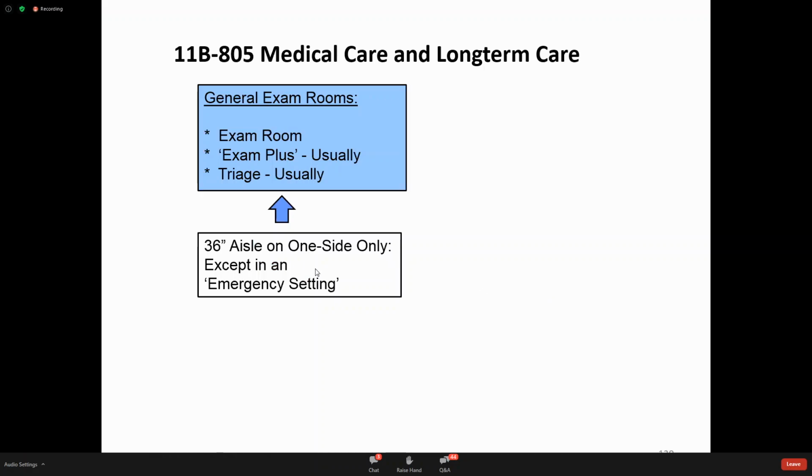So on this slide, I'm showing one-side access is required only for general exam rooms, which might be an exam room or an exam plus or a triage room, maybe. The exam plus, I think that's actually a Kaiser terminology. We've kind of lifted and borrowed it. It's basically a larger exam room. So those are the room names that might have the one-side exemption.